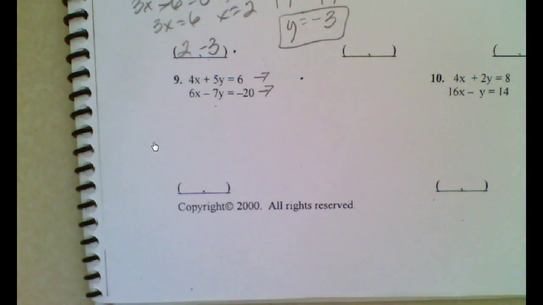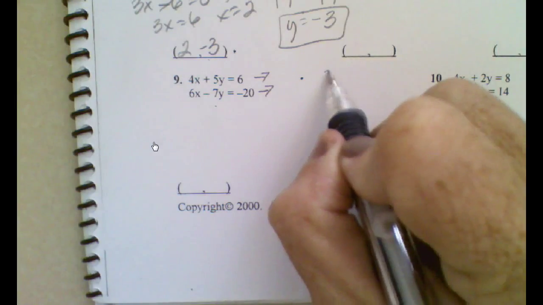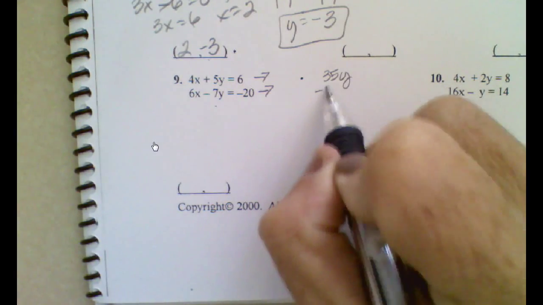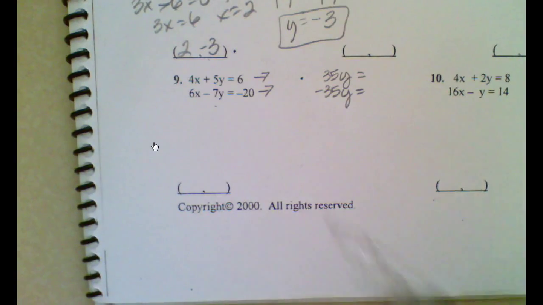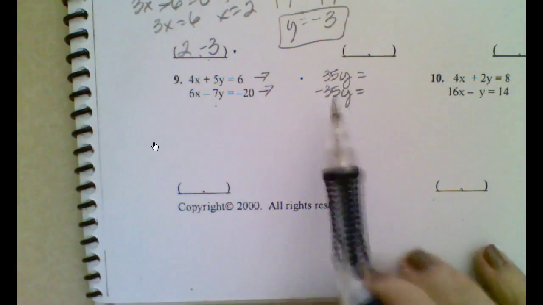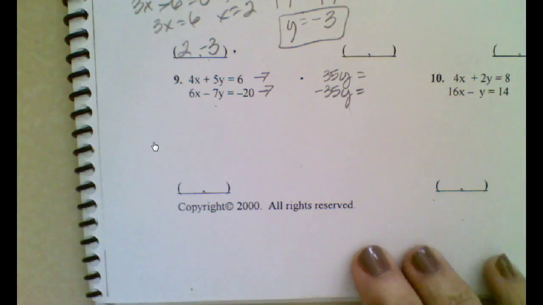Do you have anything there that's going to cancel out? No. Which variable would you like to cancel out, Melanie? Cancel out the y. So tell me a number that 5 and negative 7 can go into. 35, right? So if I get that to be 35y and negative 35y, will they cancel? They will. My advice to you is write down that number before you start, because then you remember where you're trying to get to. It's like having a map.